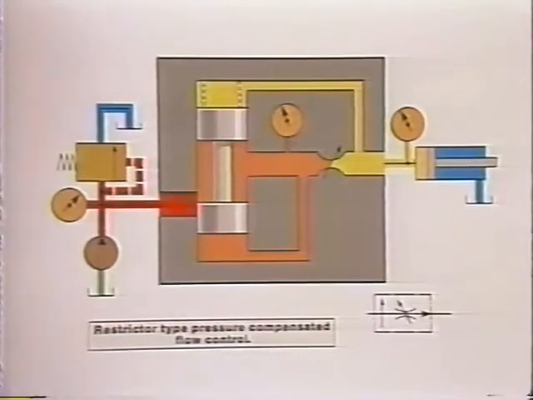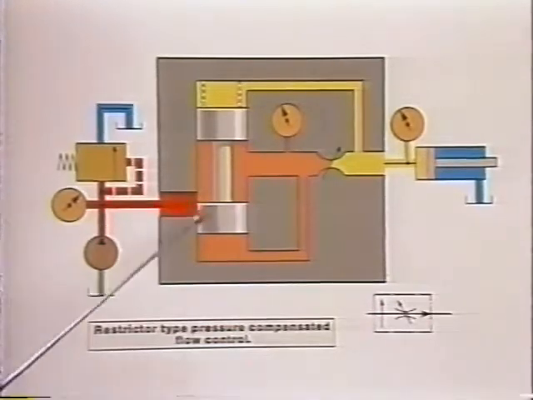Now, let's take a look at a pressure-compensated flow control that can work in a meter-in, meter-out, or a bleed-off function. Here, too, we maintain a constant pressure drop across an orifice, but in a somewhat different manner. We call it a restrictor type. It can be used in all three applications: meter in, meter out, and bleed off.